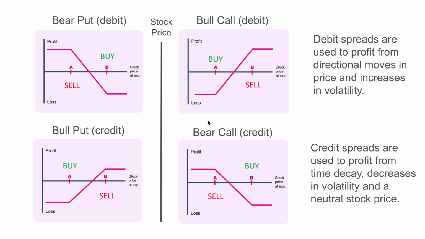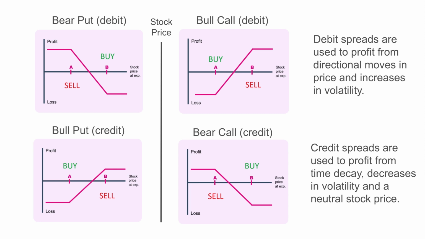Now, is there a difference between the bear call and the bear put, or the bull put and the bull call? Yes, they look the same, but they are not. Debit spreads are used to profit from directional moves in the stock and increases in volatility. Credit spreads are used to profit from time decay, decreases in volatility, and a neutral stock price.